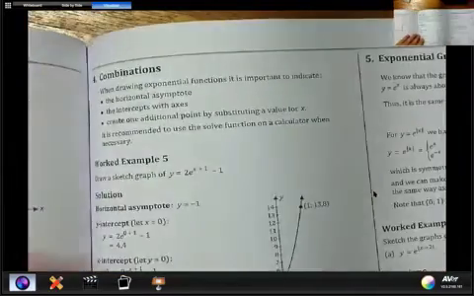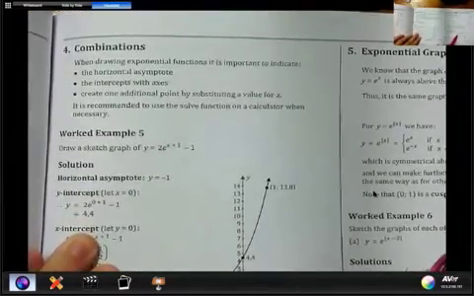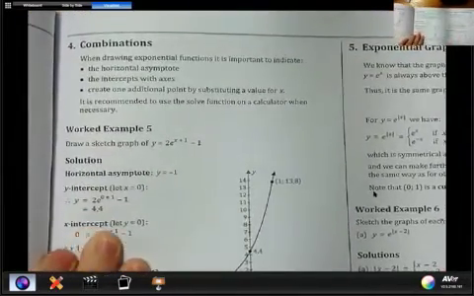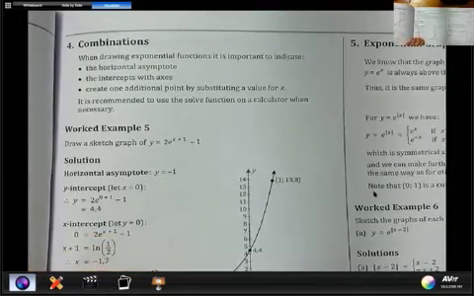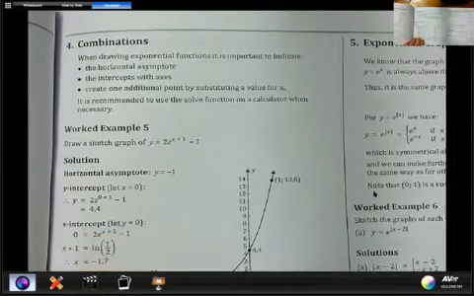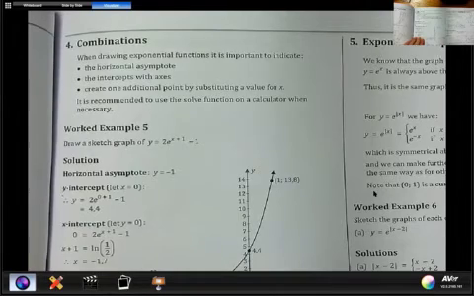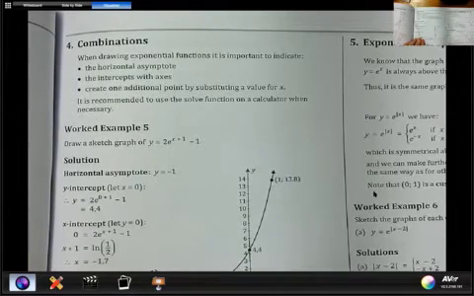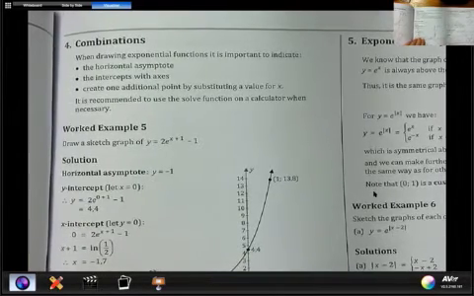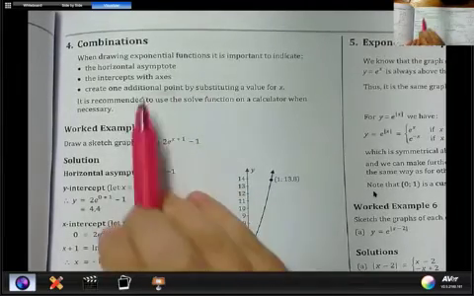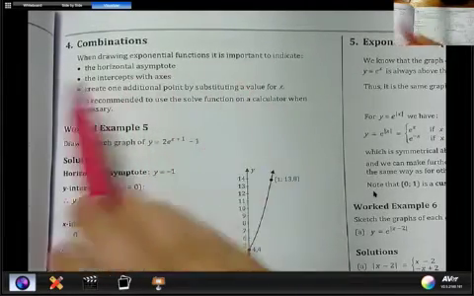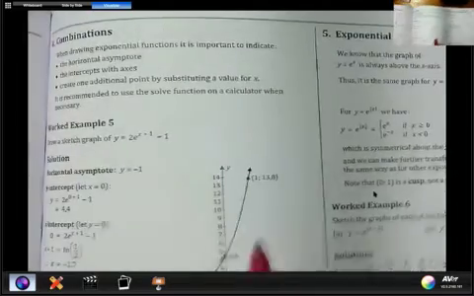Now, when we're doing combinations, which is what we will be doing most of the time, what they mean by that is where you have a stretch or a compression plus a vertical shift plus a horizontal shift, right? Or maybe only 2 of those. You might get all 3, which is what we're actually going to have in this example. We need to indicate the following, and I did write it in the note, so we're going to go over to that note now, actually.